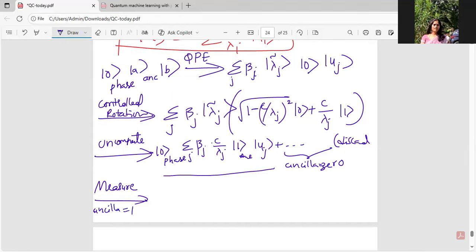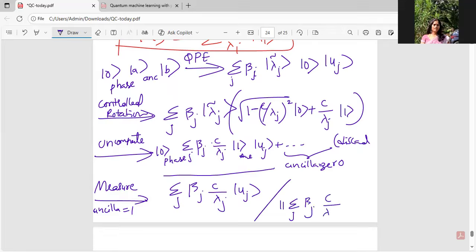So what do I get? What are all there for ancilla 1? Summation j beta j c by lambda j get uj. Measurement means what? By its norm also I will take. J beta j c by lambda j get uj. Okay, guys? Now finally I understand that this answer is nothing but the answer for my ket x. Because see here, ket x is nothing but A inverse ket B.